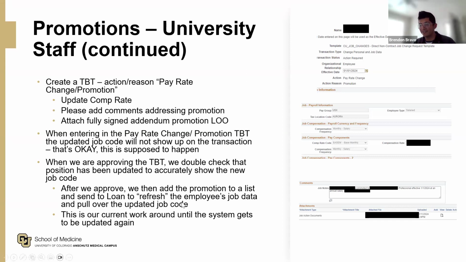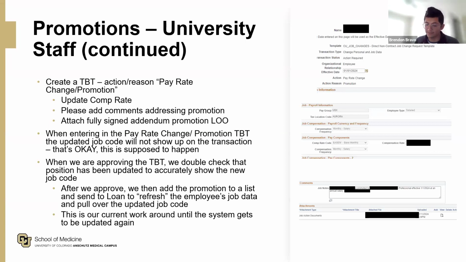And then after we approve, we get a list together and we send it to Loan and we ask her to refresh the employee job data. And then that'll pull over the updated job code. I know none of that makes sense and it's confusing, because that's kind of where the system gets broken a little bit. And this is our current workaround for it until that gets fixed. What happened is like 4 or 5 years ago, we updated the system to have template-based transactions, and that part just didn't carry over. So that's just our workaround until we're able to update the system again.